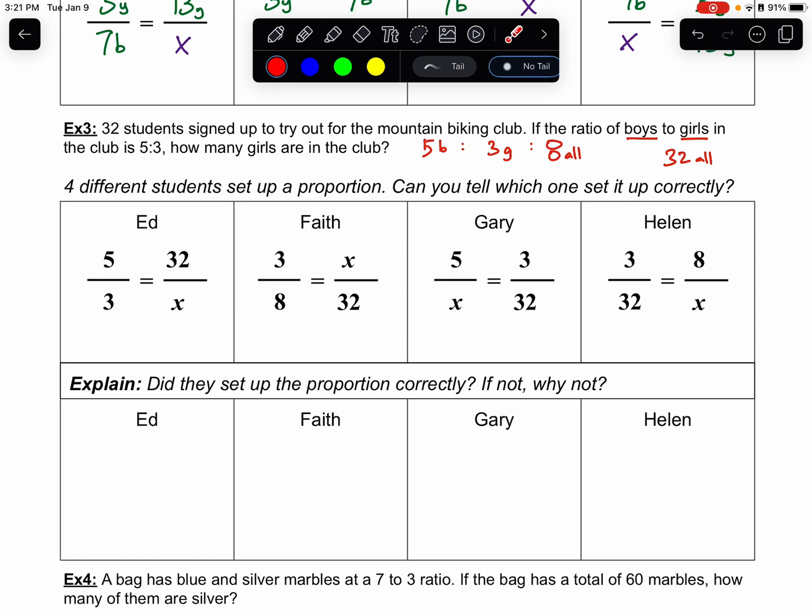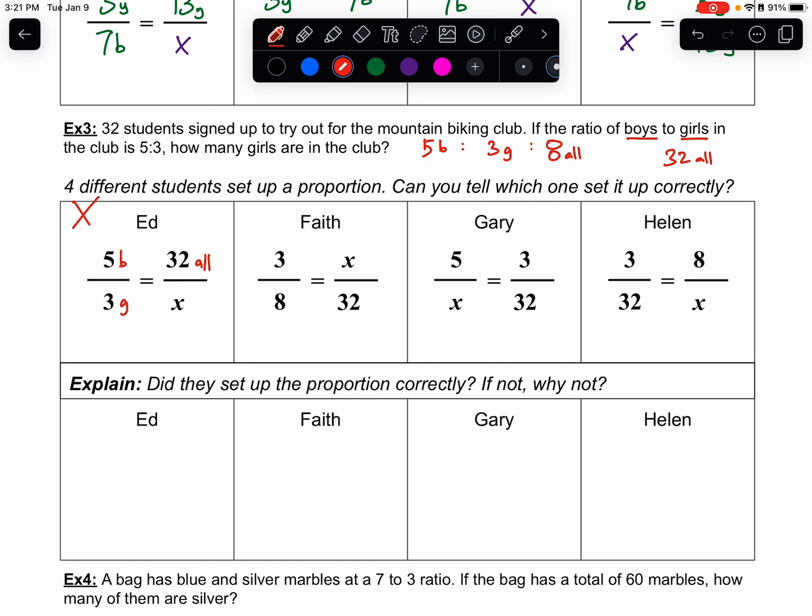Let's take a look at how Ed set it up. 5 and 3 and 32. 5 refers to the boys, right? And 3 refers to the girls, and 32 refers to all. So what he has right here is like 5 boys to 32 all. That can't be right. Ed did not do it correctly.